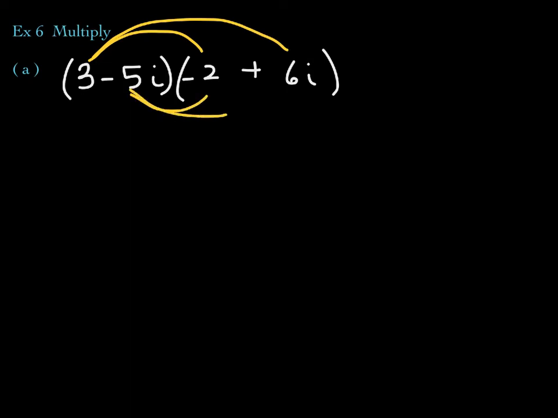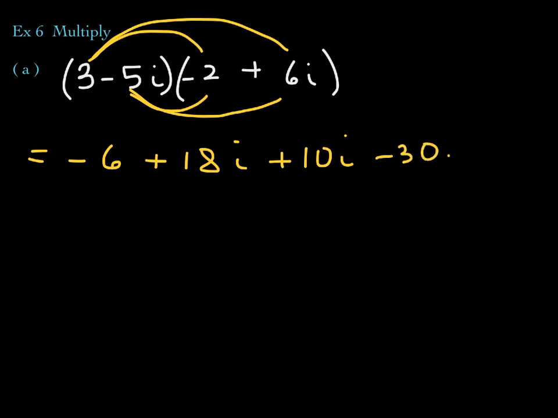So let's distribute. All right, so then what we get is 3 times negative 2 is negative 6. 3 times 6i is 18i. Negative 5i times negative 2 is positive 10i. And then negative 5i times 6i is negative 30i squared.